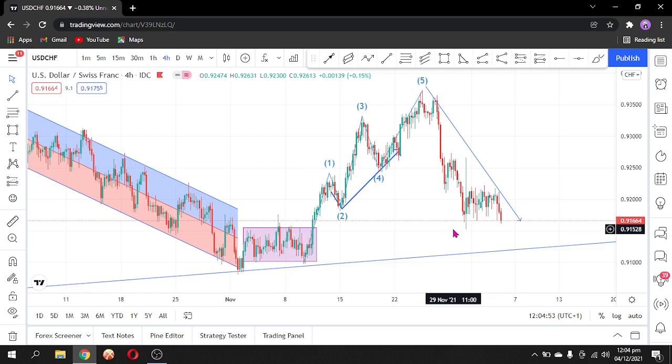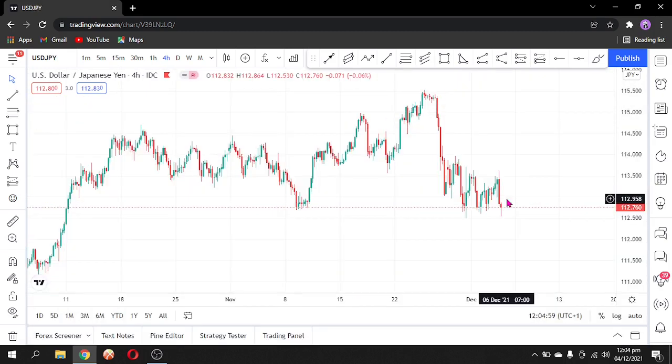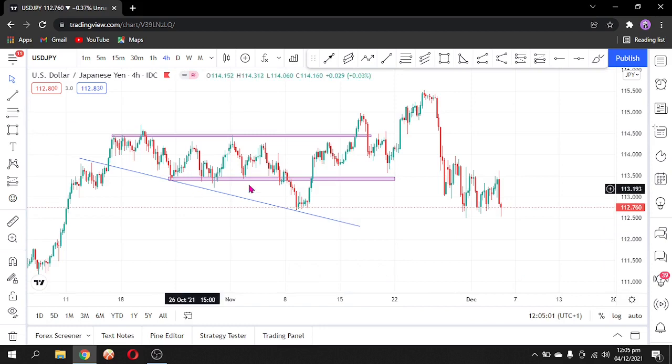Now let's get started and analyze the currency pairs. We will begin with USDJPY.